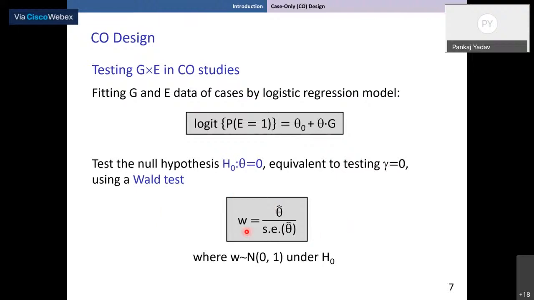The Wald statistic can be used here for the test of whether there is an interaction, whether there is an association between these two factors or not. If there is an association, it means there is also an interaction at the population level between these two factors. So we can check that by taking a normal distribution.